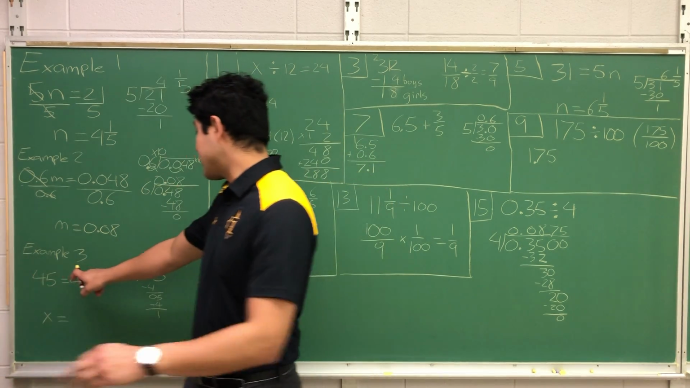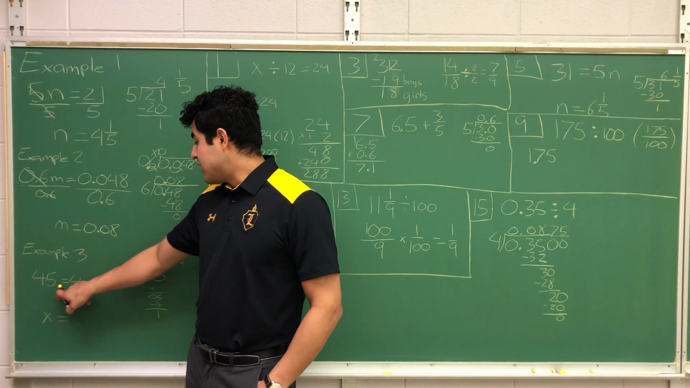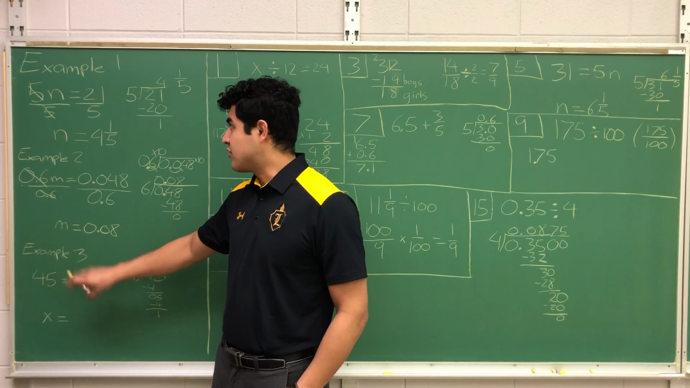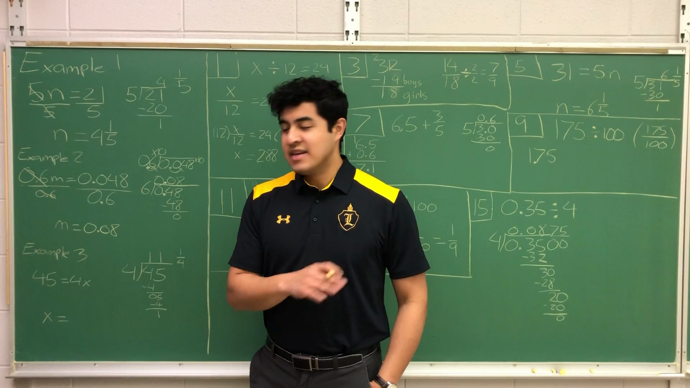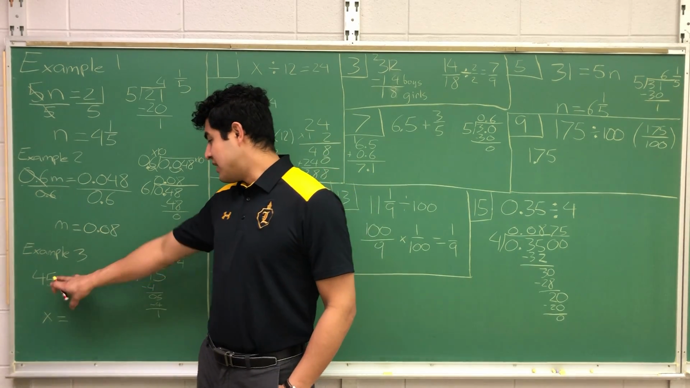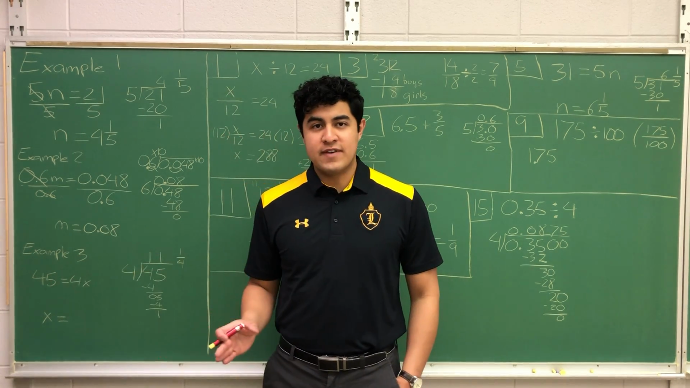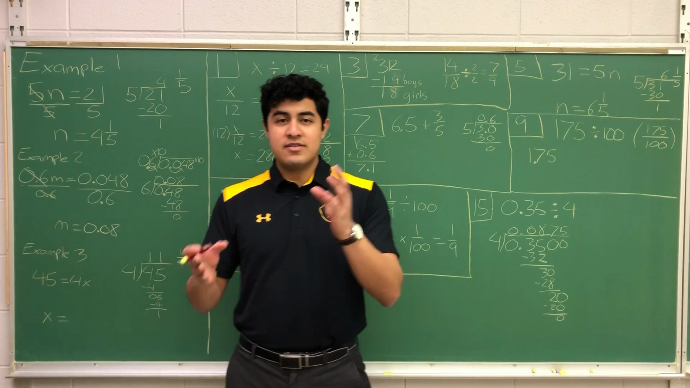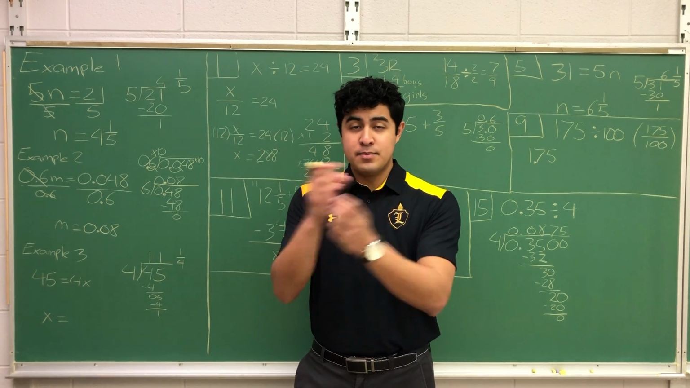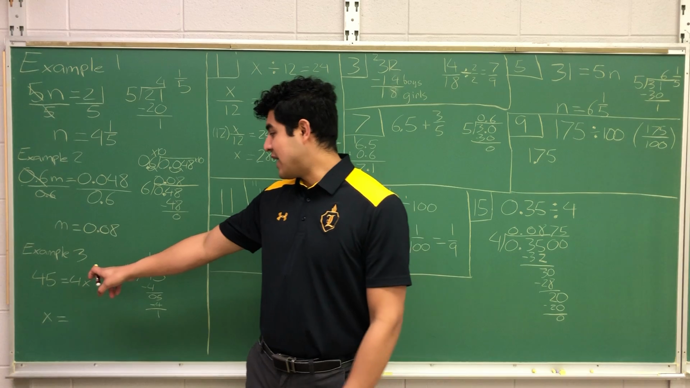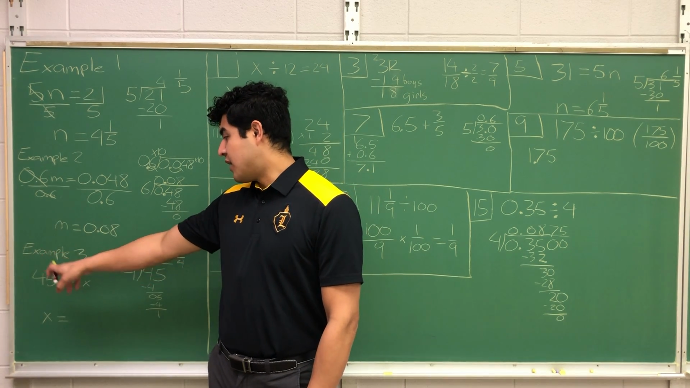So we're in example number 3 here. 45 equals 4x. Okay, so don't let that confuse you, don't let that intimidate you or throw you off. This could also be read 4x equals 45. Like you were saying before, the equal sign simply states a fact, okay? It could be switched around. I could write it as 4x equals 45.